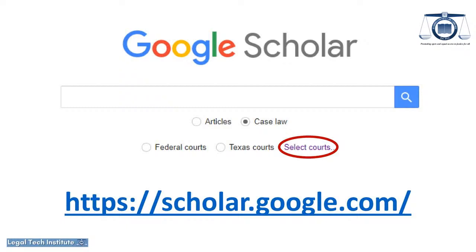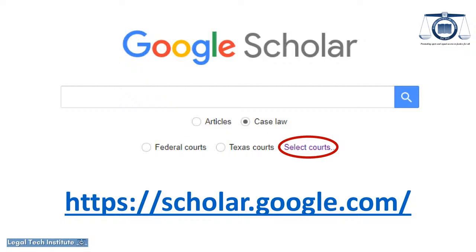And then Google Scholar. I promised to mention this one as well. This one you access by going not to google.com, but by going to scholar.google.com. And by default, it's going to search articles for you. So this would be academic scholarship, law review articles, that kind of thing. But if you click the radio button to the right of articles, you'll see it says case law.